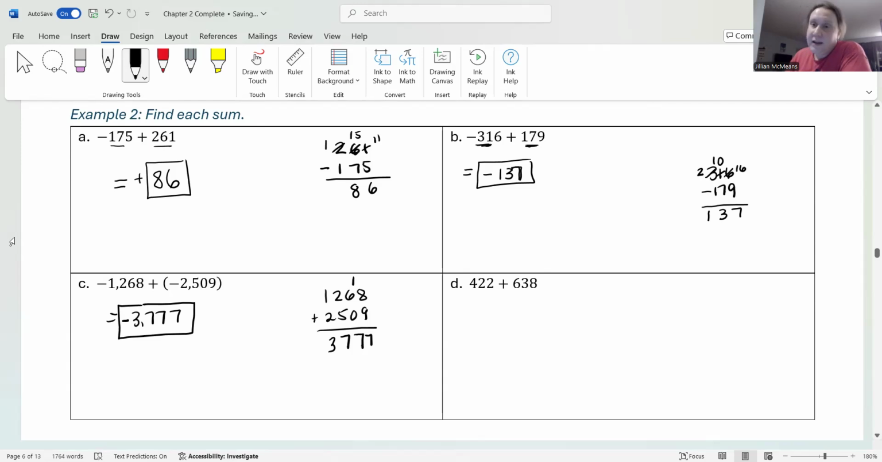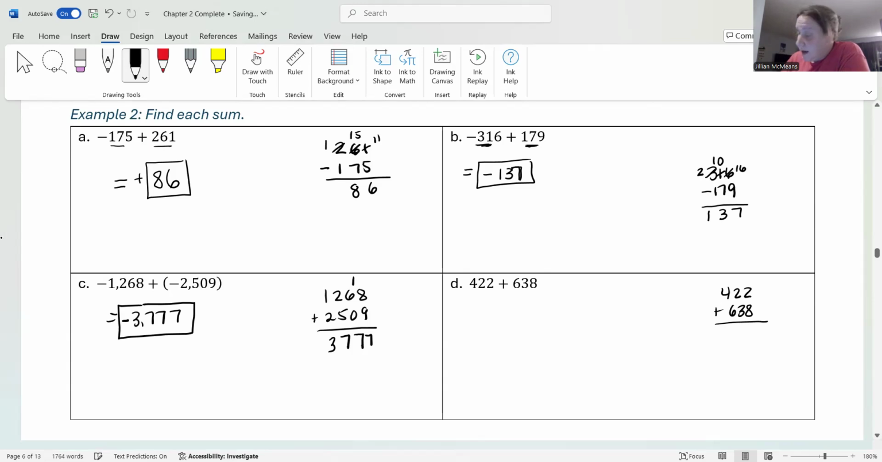Okay? And finally, I saved the easiest one for last here. We're adding two positive numbers. This is what we're accustomed to. We know how to add two positive numbers. We just add them and the result stays positive. So off to the side, we've got 422 plus 638.